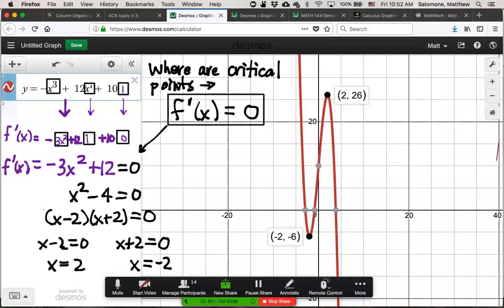So how I like to do this is I like to actually take this derivative function, -3x squared plus 12, and think about what its graph looks like. So I'm going to take off the work here on the board in just a second. And then we're going to also put on a graph of the derivative function so that we can see how it tells us the story about which one is a local min and which one is a local max.